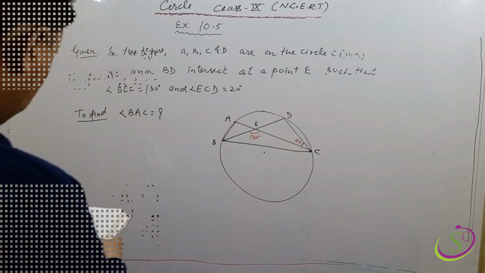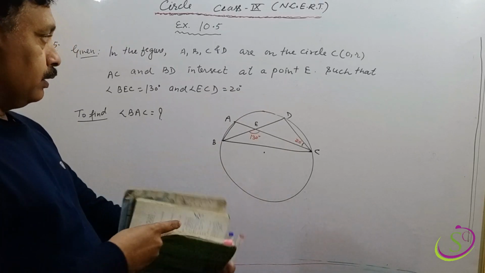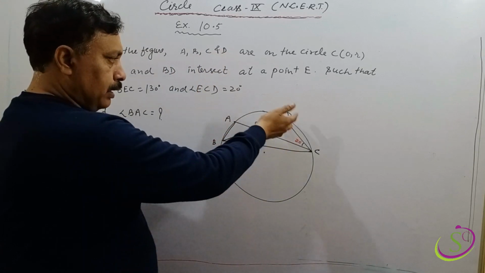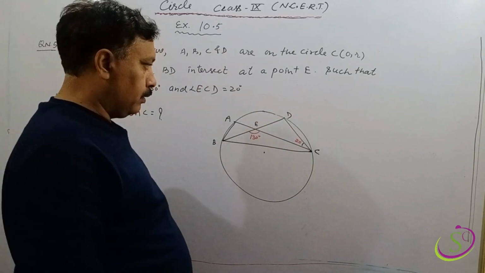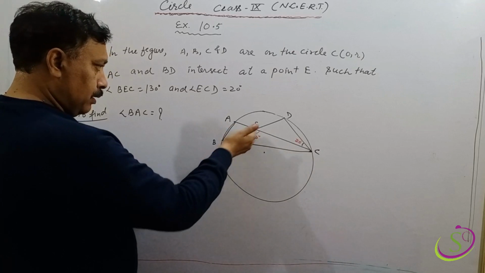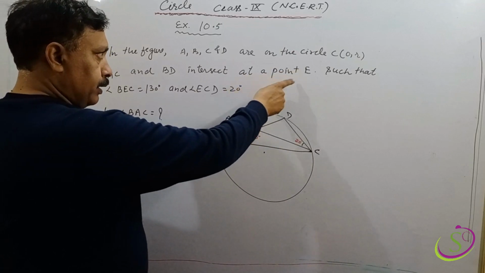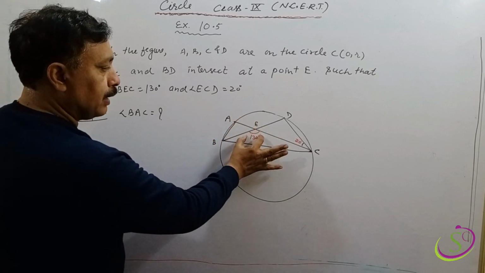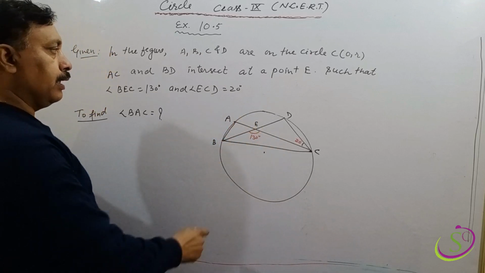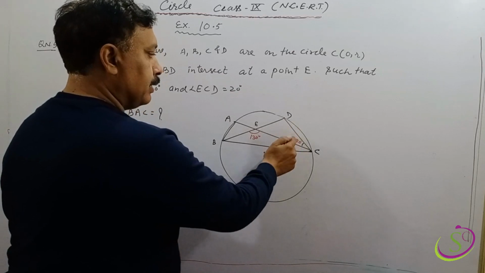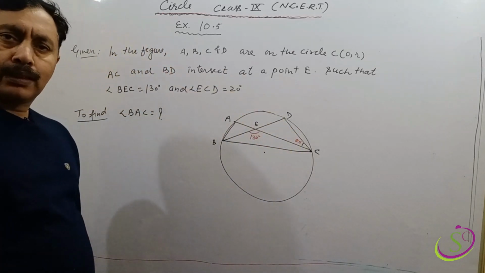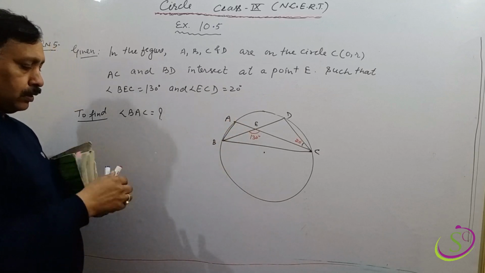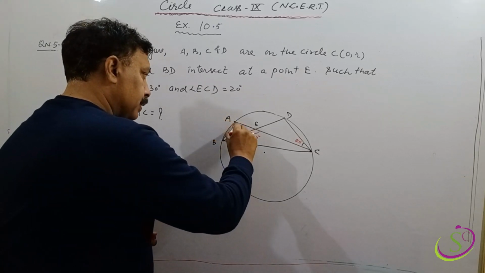Okay, do it. Now we are going to question number 5, saying that A, B, C and D all are on the circle. AC and BD intersect at point E such that angle BEC, this angle, is of 130 degree, and angle ECD, this angle, is of 20 degree. Then find the angle BAC, means we have to find this angle.